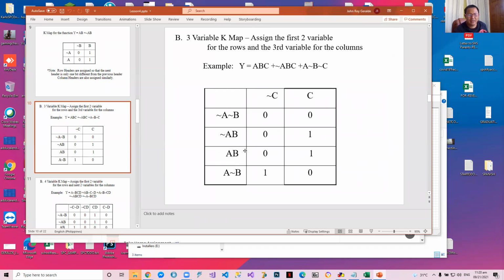So take note, AB, one bit different. The next row should be one bit different. I think the recording is still okay. It did not cut off.